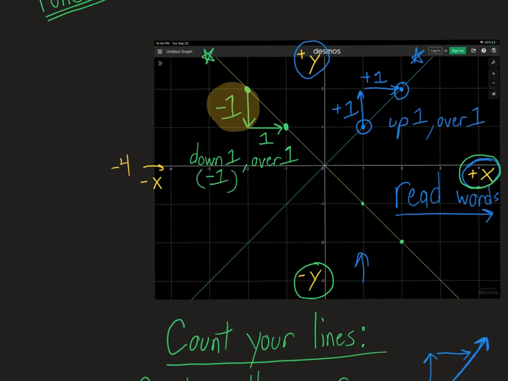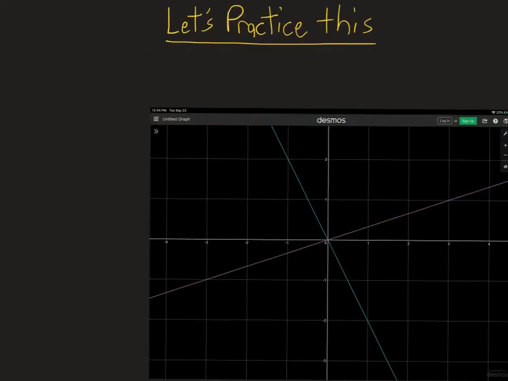Okay? All right, let's take just that concept and see if you guys can apply this so far. Counting on the lines is important. There's a couple new lines, and they've got a different steepness. They're not going straight up 1 over 1 like the first two were. These have a little bit different steepness.